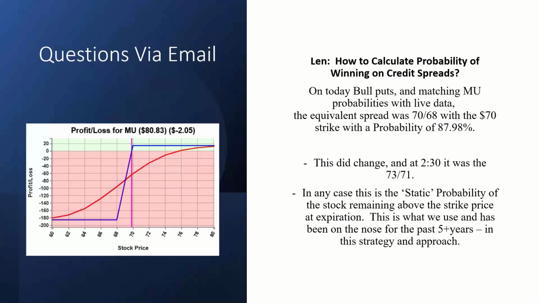What are we talking about here? The static probability shown on PowerOptions that you can filter on in any strategy is the probability of the stock remaining above, in this case, the sold put strike price at expiration. This is what we use to evaluate probabilities, and for this strategy and approach, it's been pretty much on the nose for about the past 5 or 6 years. We'll have some more comments on that in a little bit.